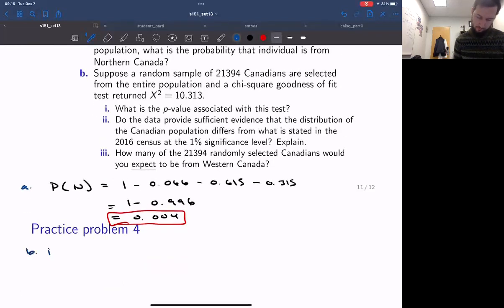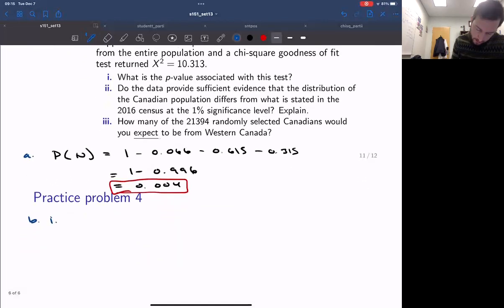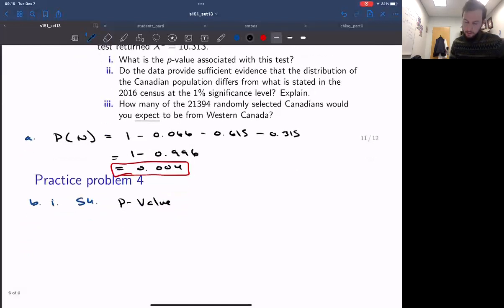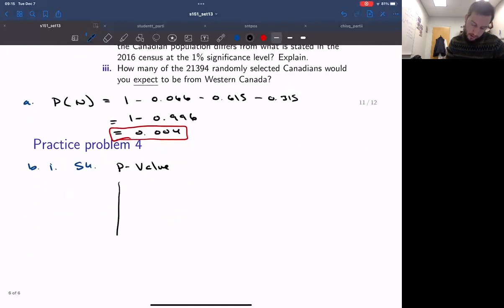Okay. I'm just going to try and finish this. Suppose that a random sample of 21,394 Canadians are selected from the entire population, and a chi-square goodness of fit test returned x squared equals 10.313. What is the p-value associated with this test? Okay, so what's going to happen here is we are trying to find the p-value for this chi-square test.